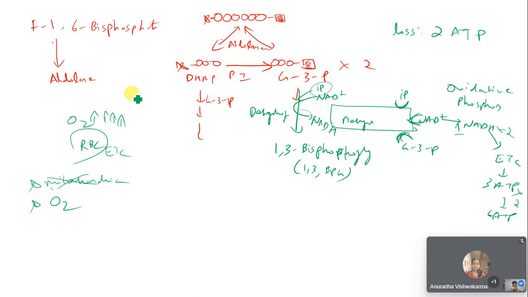In RBCs, this glyceraldehyde 3-phosphate is not directly converted into 1,3-bisphosphoglycerate. There is one more enzyme here, mutase. It converts this into 2,3-bisphosphoglycerate. Sorry, not bis, di. Have you ever heard about 2,3-DPG? No, sir. DPG or BPG, it's the same, I guess.